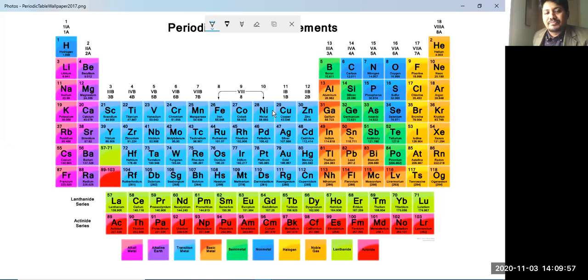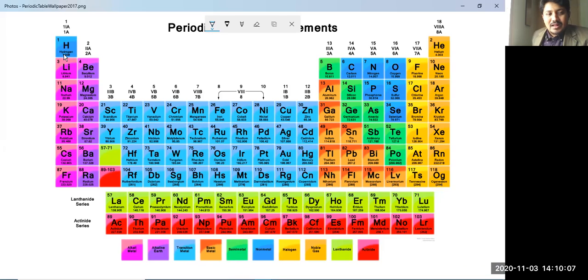And now, we can easily identify the position of an element in the periodic table by knowing the electronic configuration of an element. So what is the meaning of electronic configuration? You know that an atom consists of three subatomic particles: proton, neutron, and electrons. Protons and neutrons are present in the nucleus of an atom. Electrons are revolving around the nucleus.